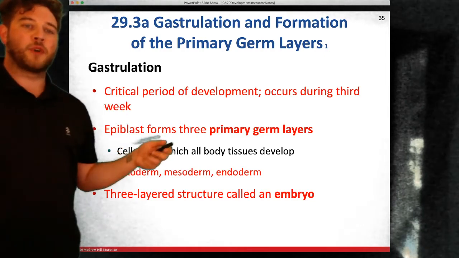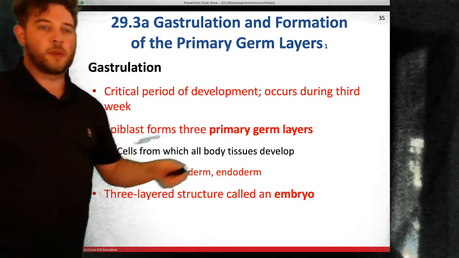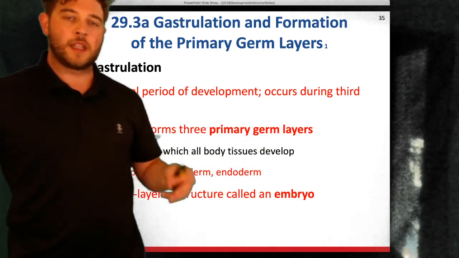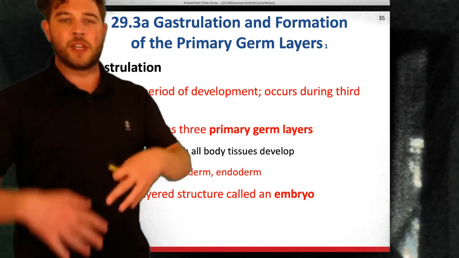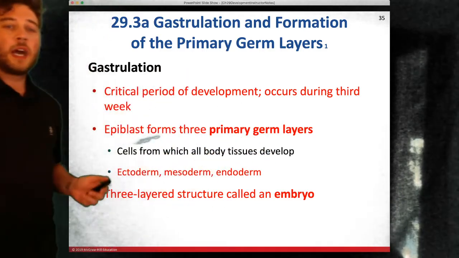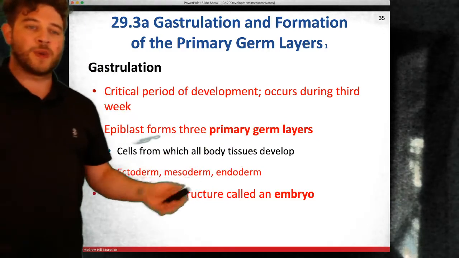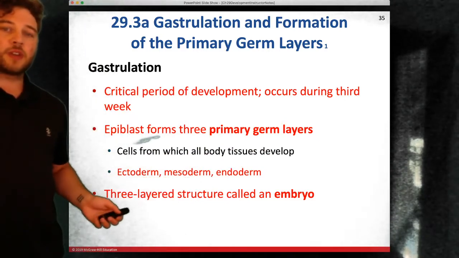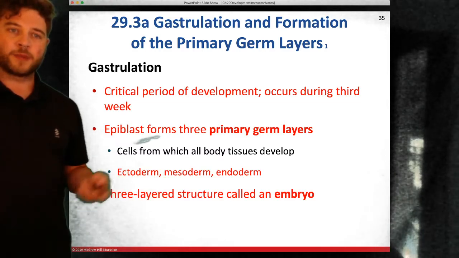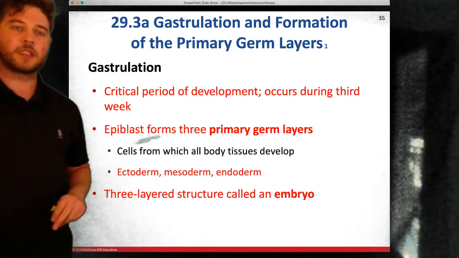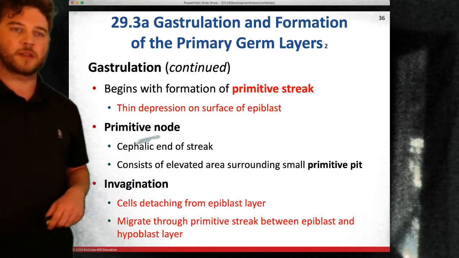The epiblast is going to form 3 primary germ layers. Remember, a germ layer, a germ cell, is just a cell or a layer from which other things develop. This is going to be your ecto, meso, and endoderm. The 3-layered structure eventually is called an embryo. So once you have these 3 separate layers, that's when you're in your embryo.